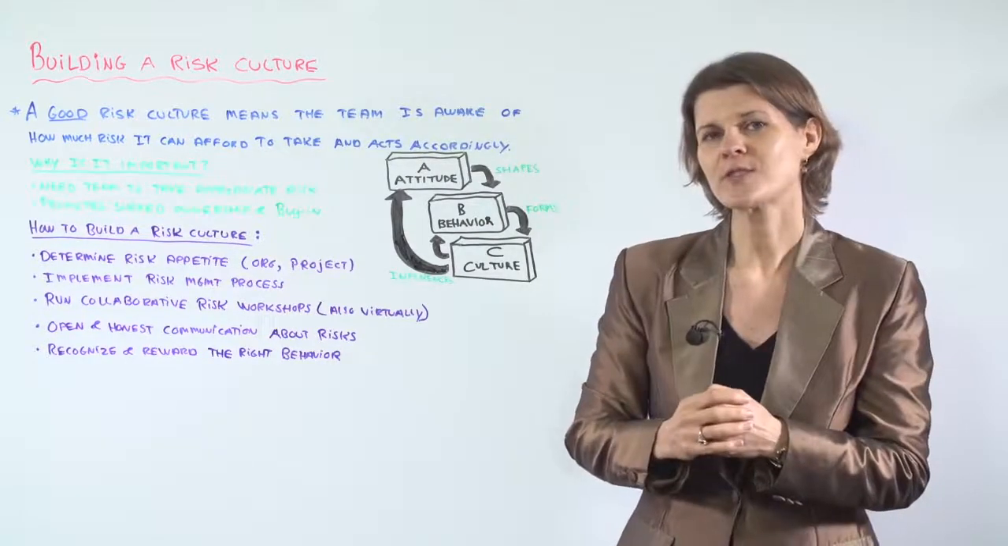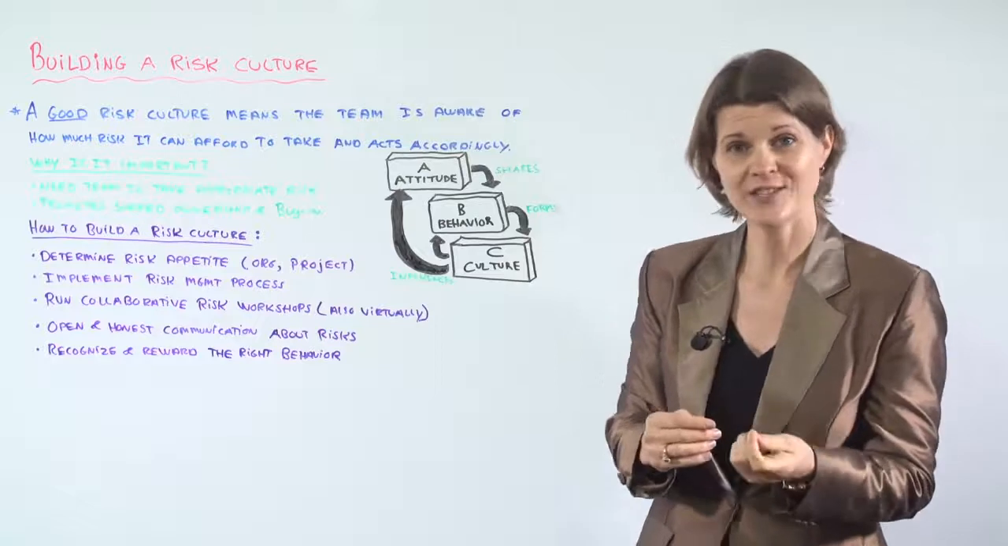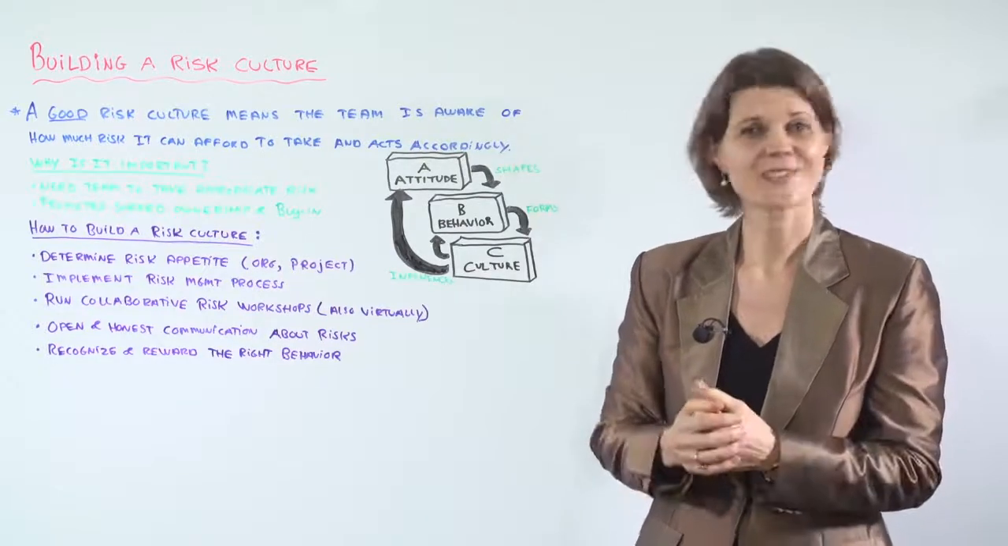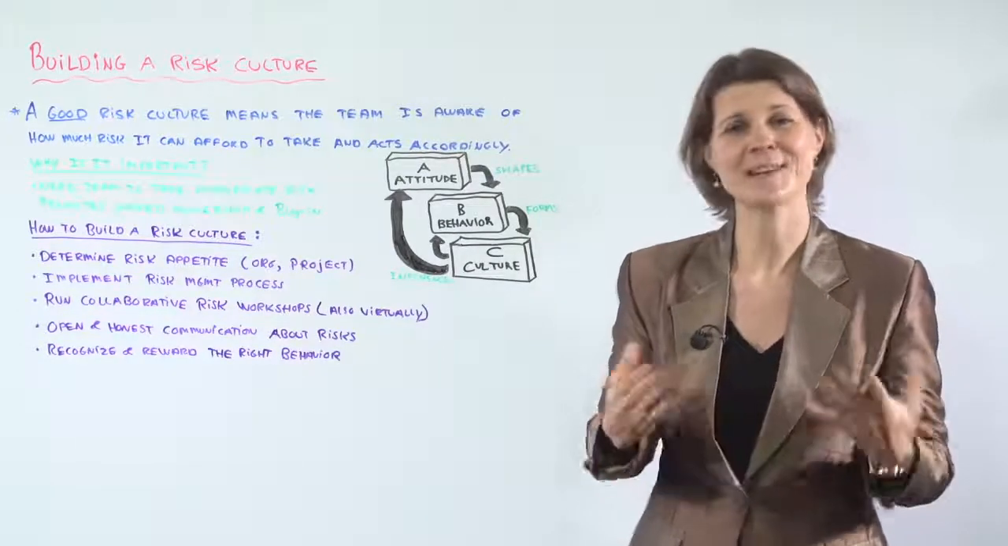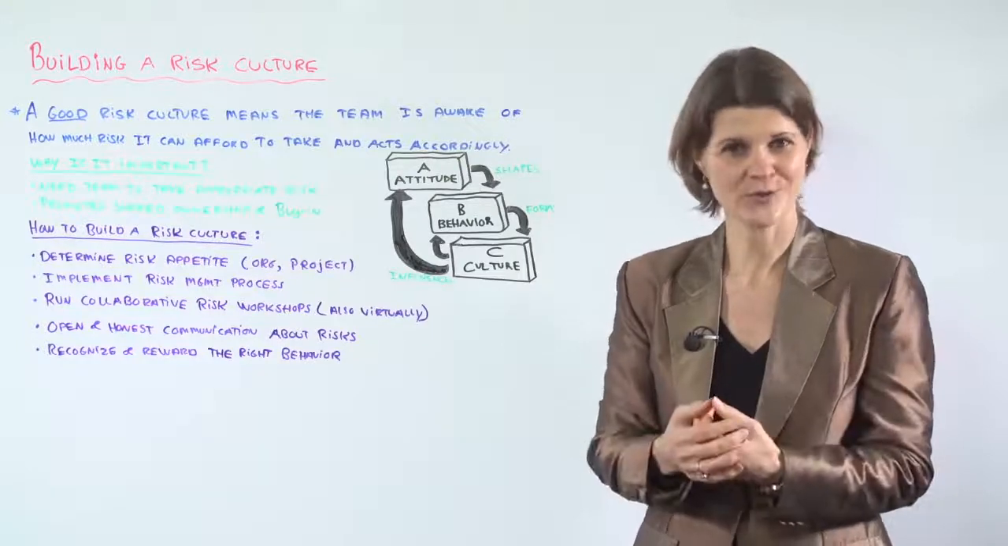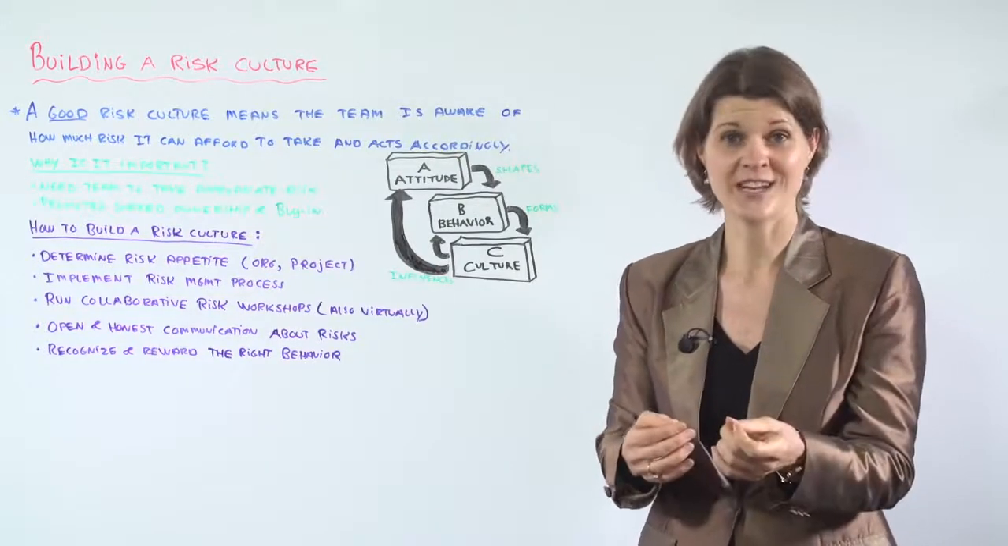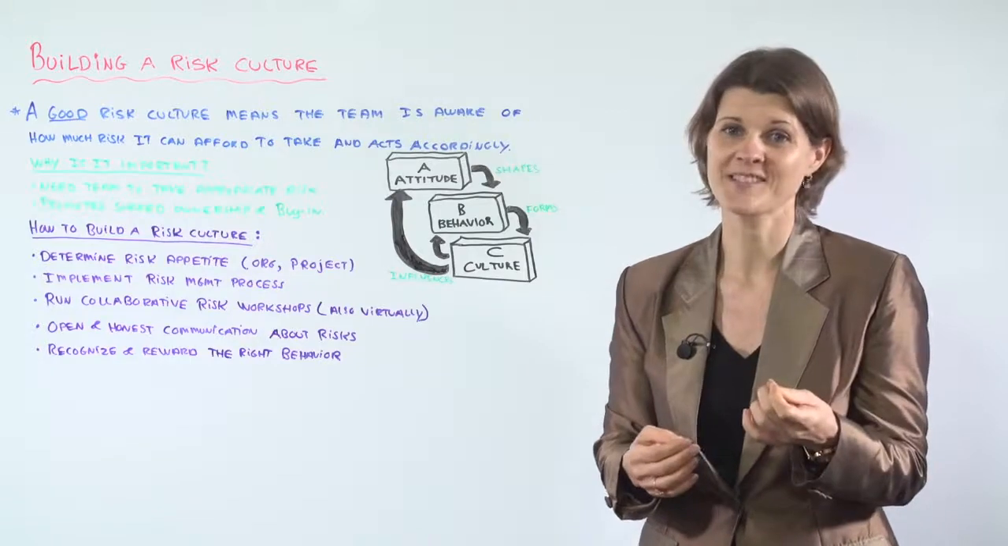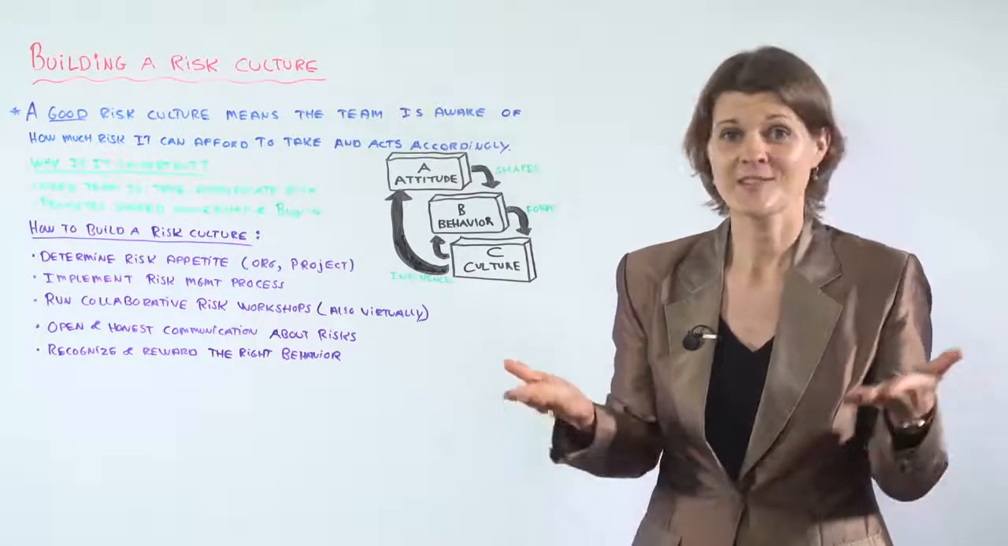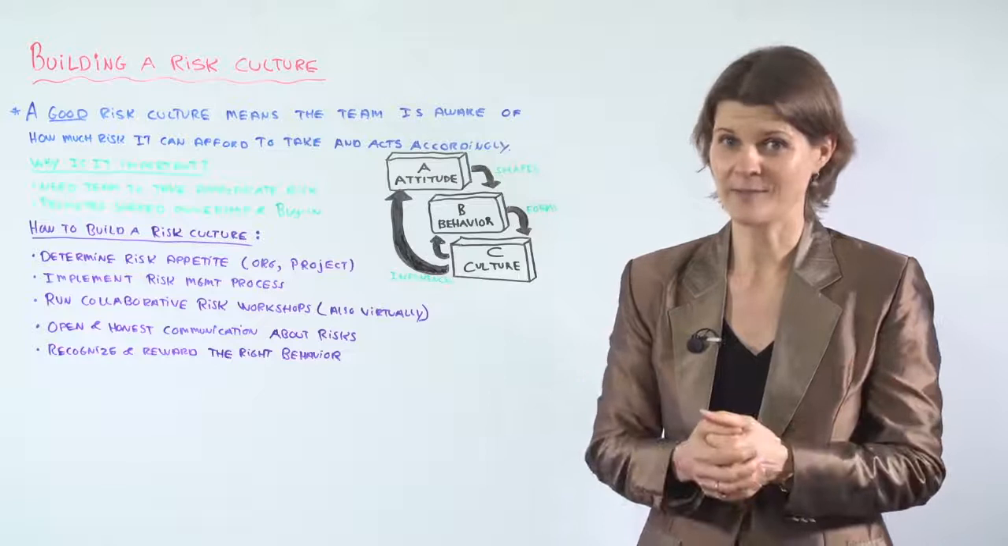Lastly, you also need to enable open and honest communication about risks. In some organizations, it's not really acceptable to talk about that which could go wrong. You need to change that, because if we can't talk about risks, well, then they're not surfacing and then we can't do anything about them.